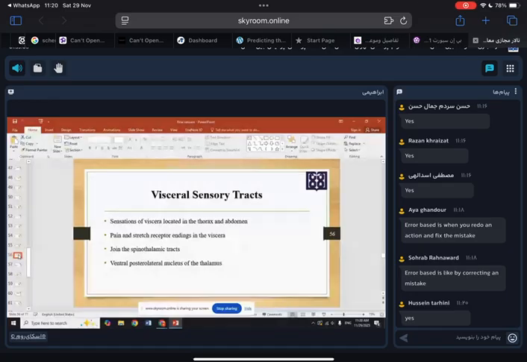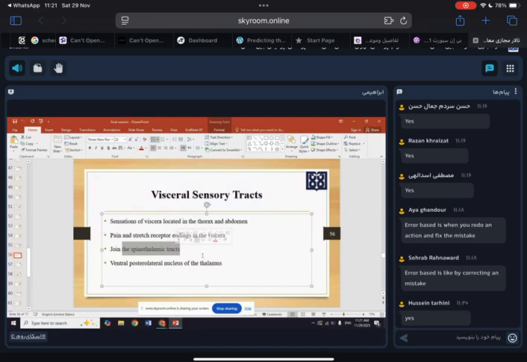And the next tract, which I think is the final ascending tract, is the visceral sensory tract. It means that you are getting information from the viscera in the thorax and also in the abdomen. It is related, for example, to pain in the stomach and stretching in the digestive system. The information comes to the spinal cord and joins the spinothalamic tract. Do you remember this part? I told you we have the lateral spinothalamic tract and also the anterior spinothalamic tract. So the information comes from the organs, from the viscera, joins the spinothalamic tract, and then goes to the thalamus.